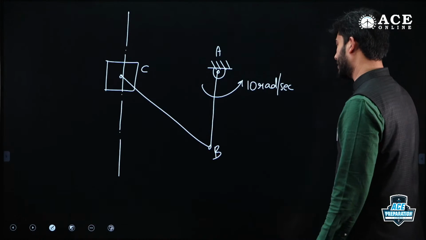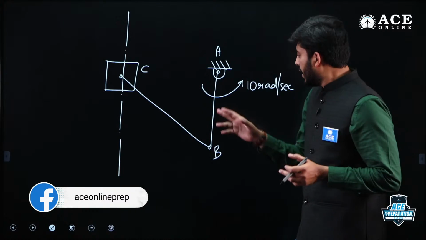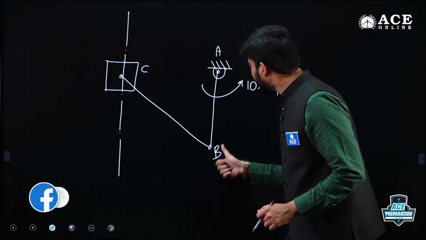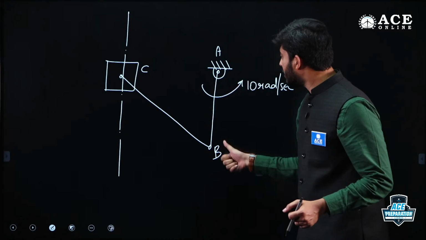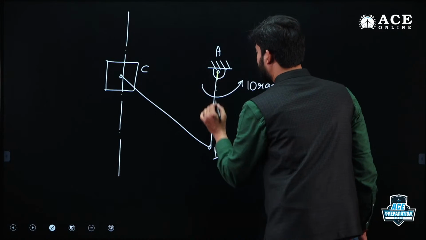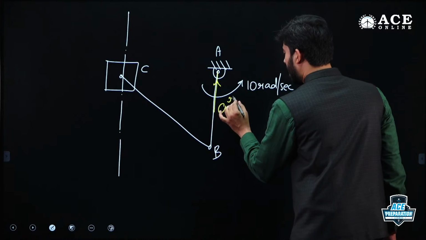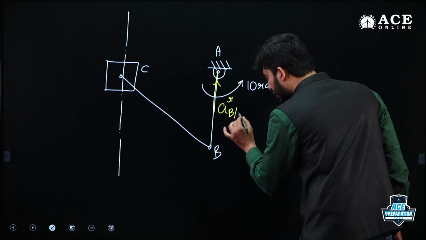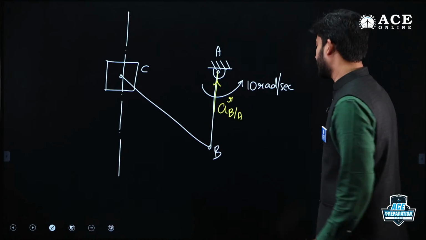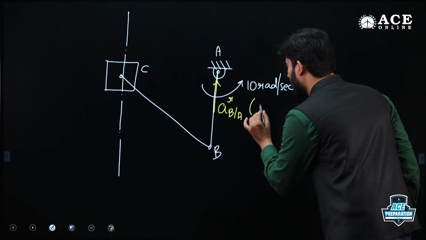Now guys, the acceleration here will comprise two components: one radial component and one tangential component. The radial component will be directed towards the point of rotation. This will be the radial component of acceleration, that is a radial of B relative to A, the radial acceleration of point B with reference to A. So this is the direction. It is in positive j.